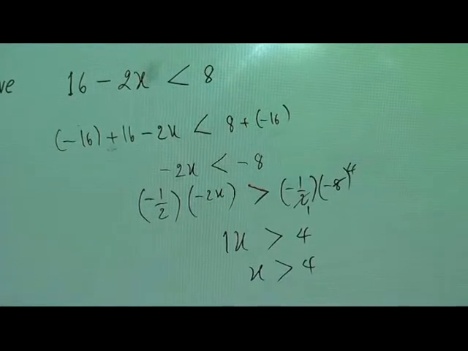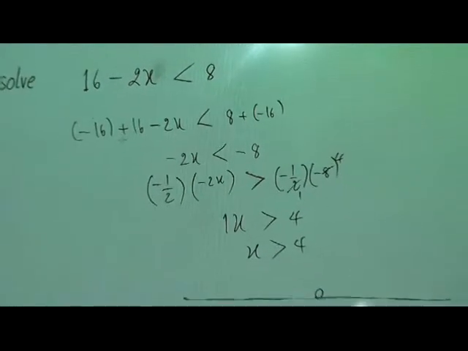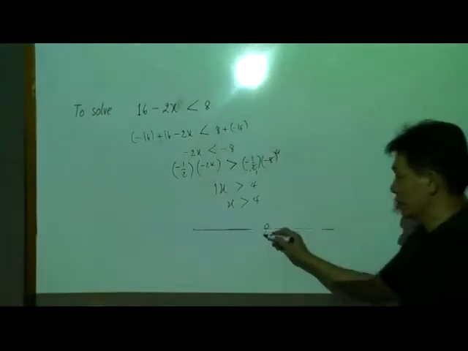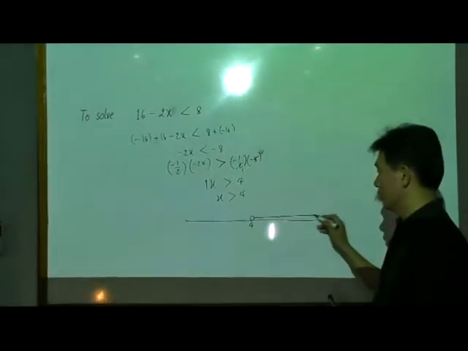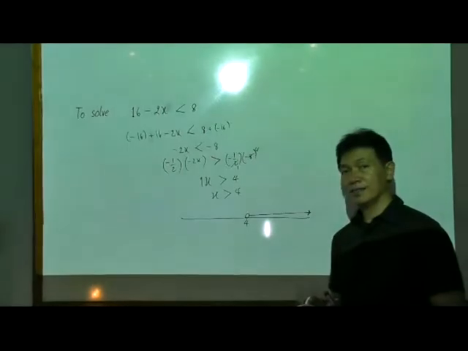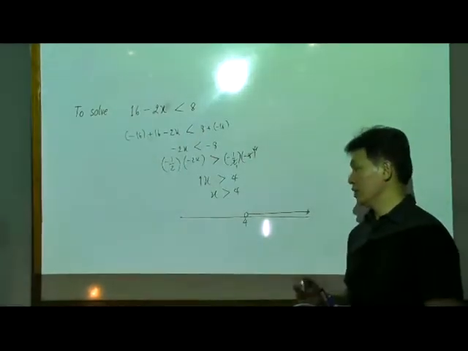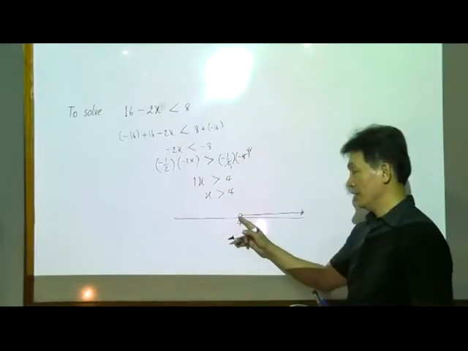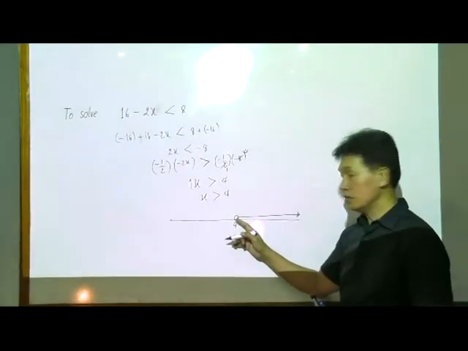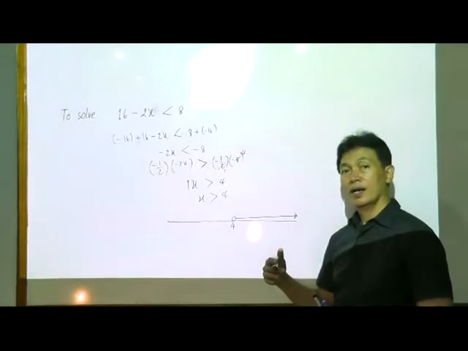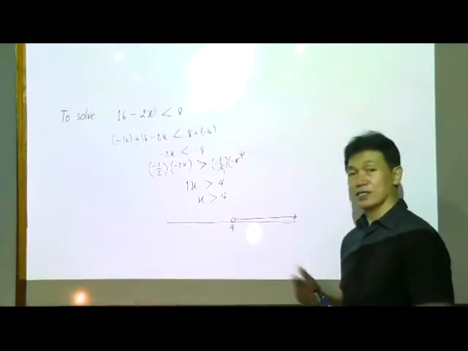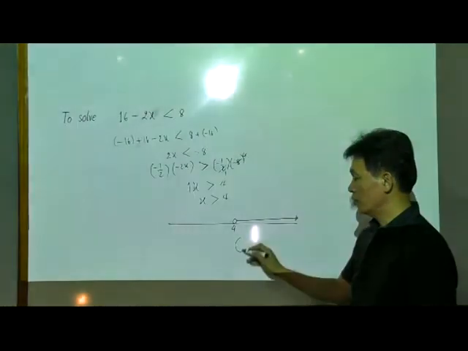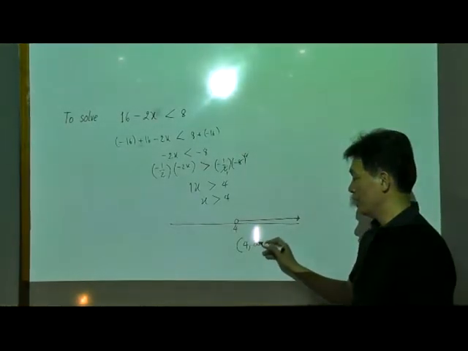4 is a white circle because 4 is not included in this inequality. 4 and every number greater than 4. This means every number to the right side of 4. This white circle means 4 is excluded from this inequality. In short, it is from 4 to infinity.